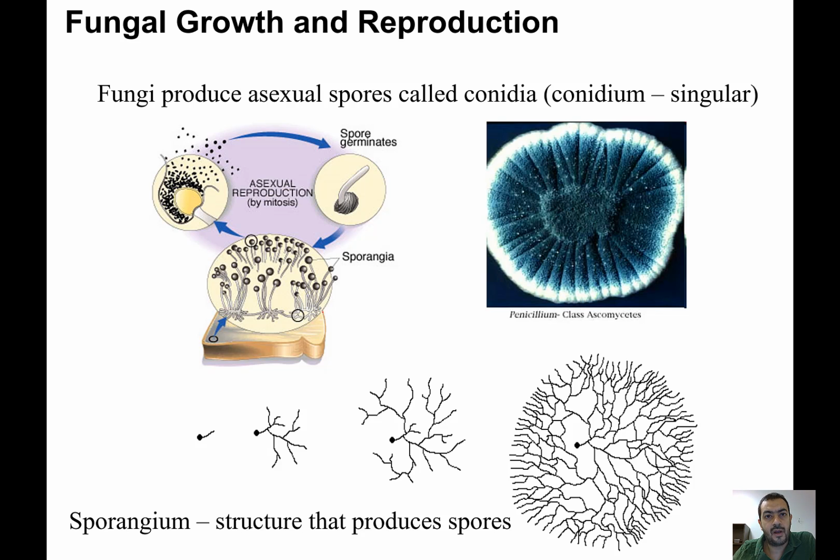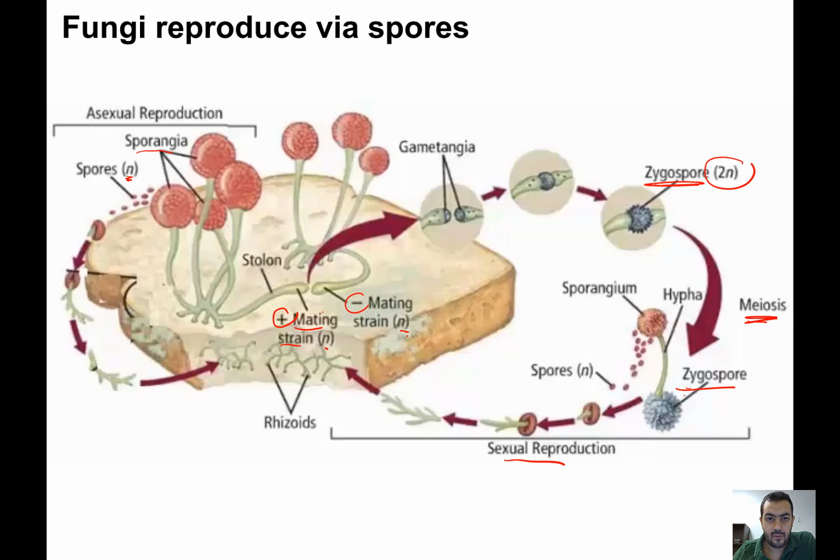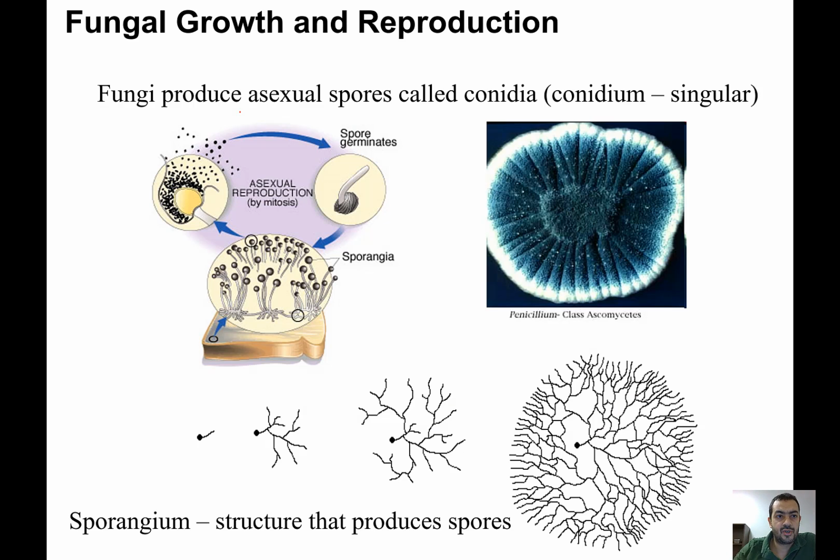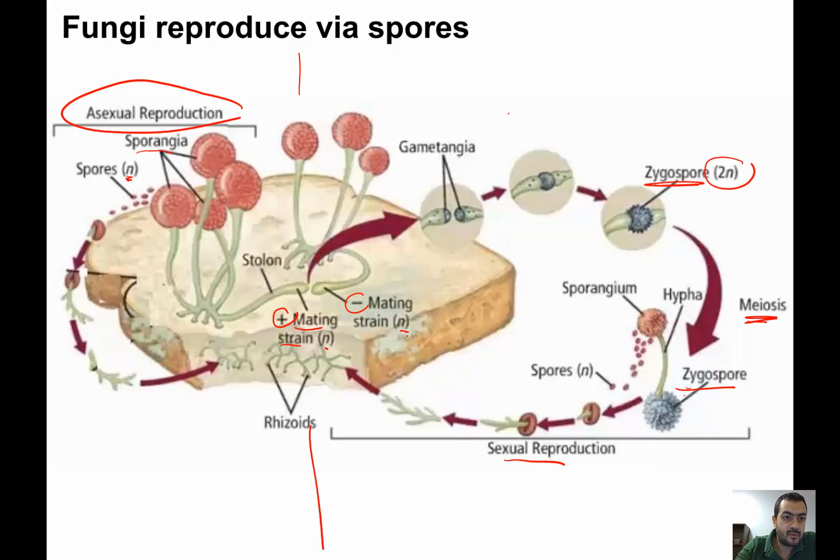So again, highlighting the fact of fungal growth and reproduction, we are focusing now on the left hand side of the image, where asexual reproduction is involved. Whenever fungi reproduce asexually, these spores are called conidia, and each one of them is called a conidium. So remember, these spores are called conidia, and each one of these spores is a conidium.